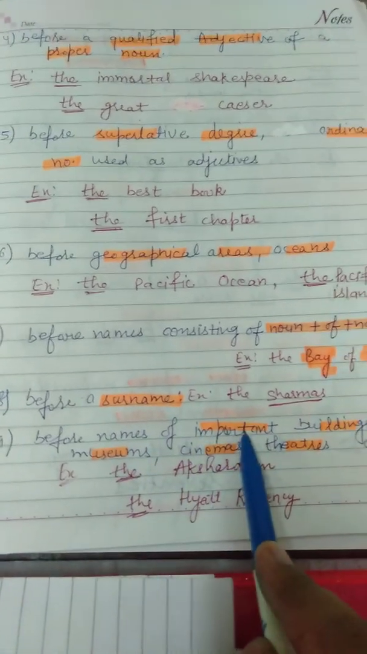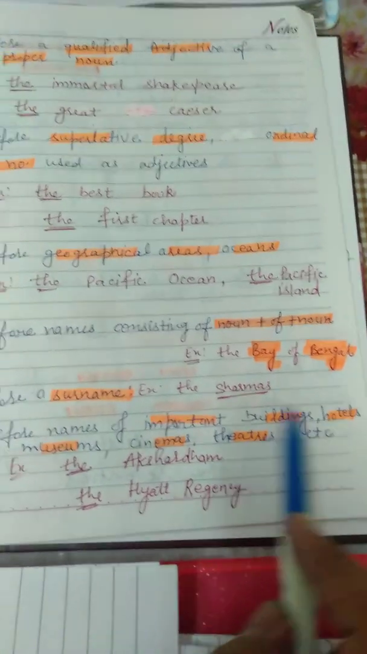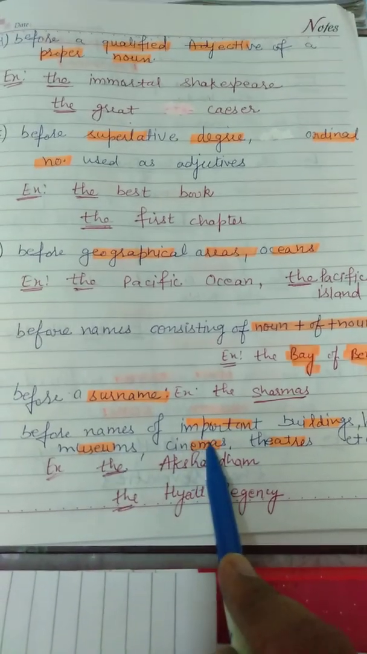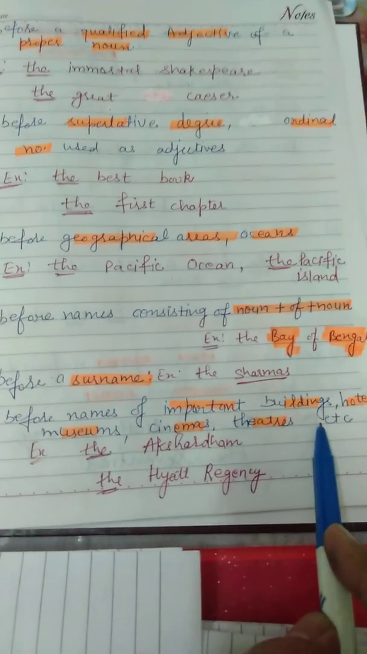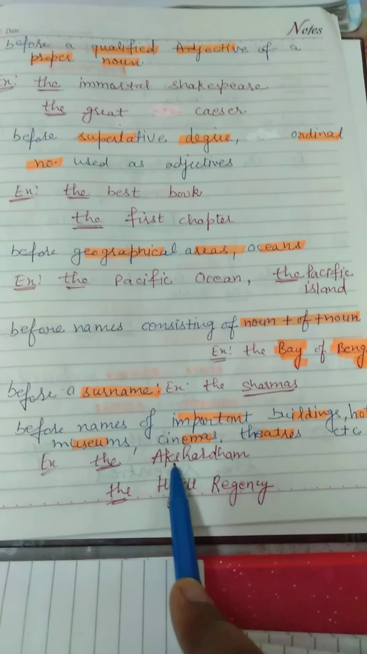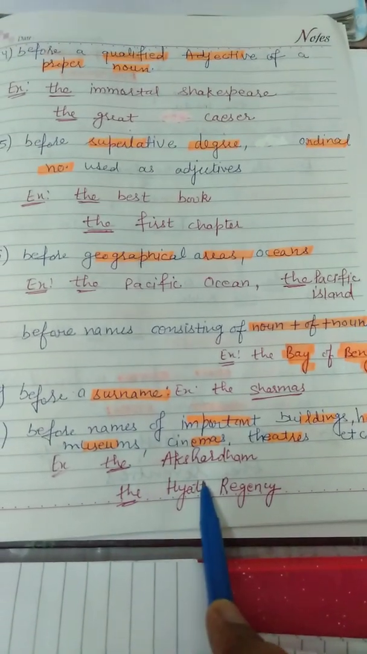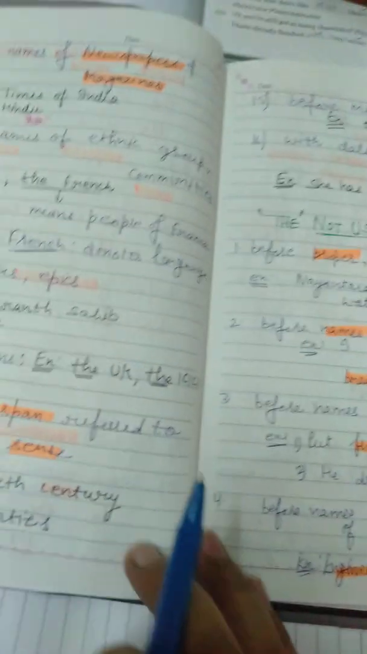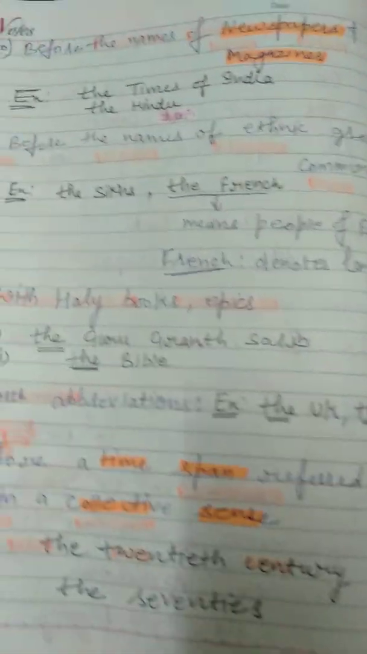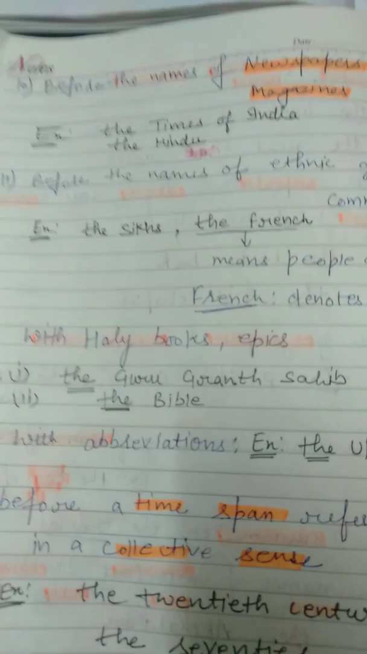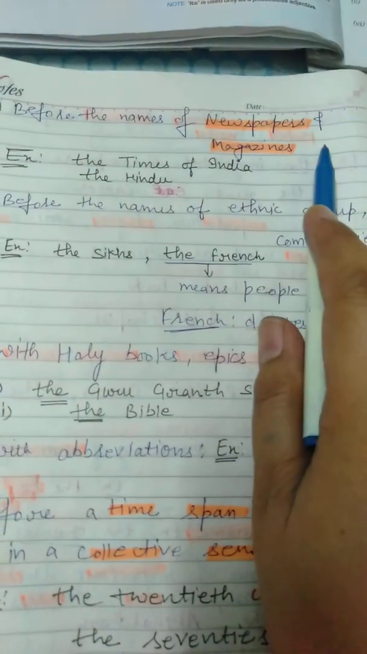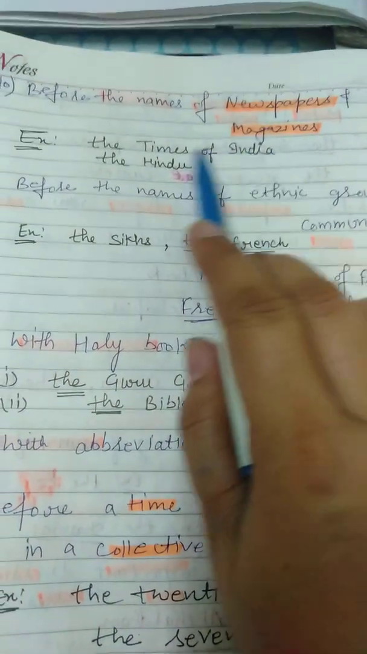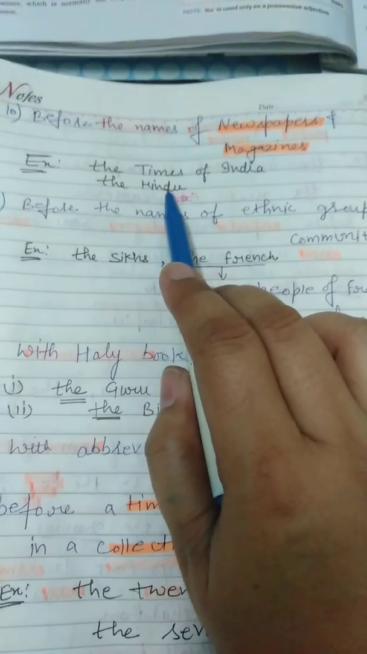Before names of important buildings, hotels, museums, cinemas, theaters, etc. Example, the Akshardham, the Hyatt Regency. These types of things also take "the" with them. Okay. So next is before the names of newspapers and magazines. The Times of India, the Hindu.